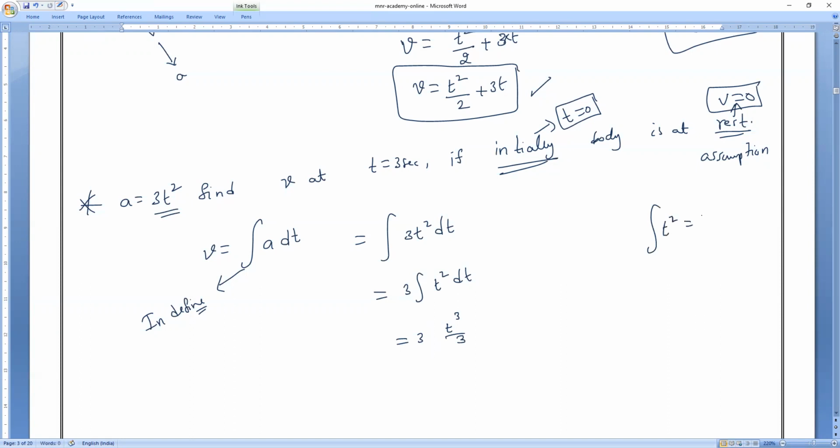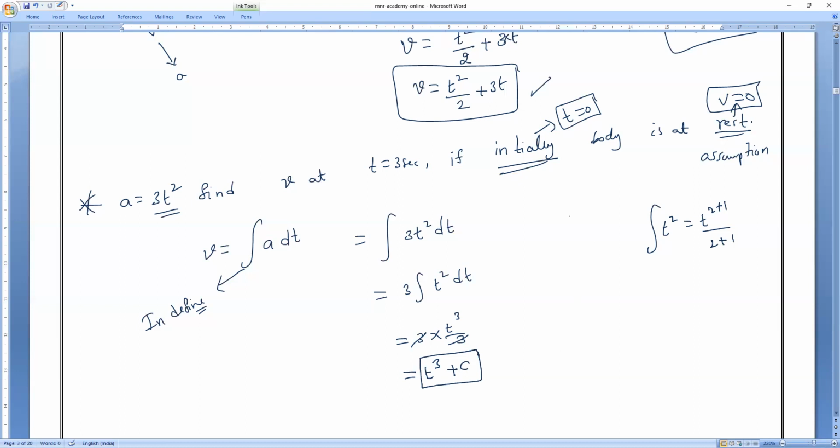Integration of t square is equal to t power 2 plus 1 divided by 2 plus 1. Yes or no, guys? Yes, sir. And it is a definite or indefinite function? Indefinite. So the 3 will get cancelled. The answer is t cube. If it is indefinite, something we should add: plus C. That is what you have to remember.